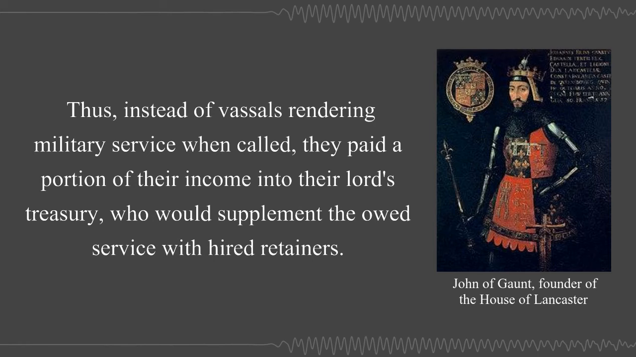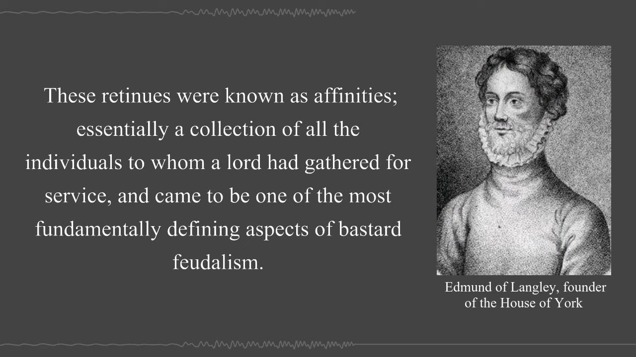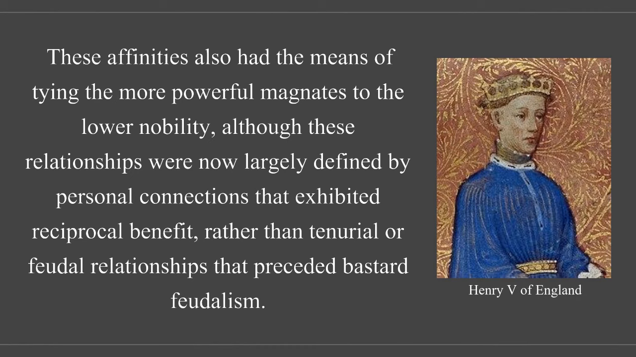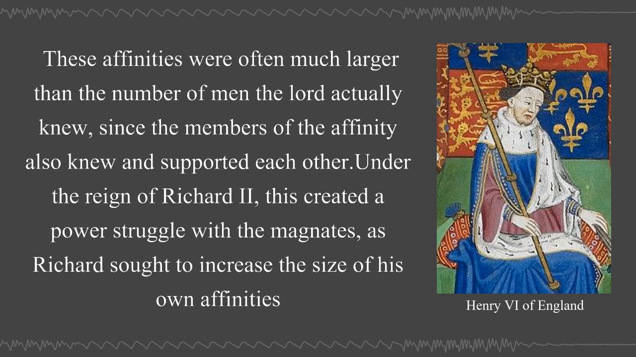These retinues were known as affinities, essentially a collection of all the individuals whom a lord had gathered for service, and came to be one of the most fundamentally defining aspects of bastard feudalism. These affinities also had the means of tying the more powerful magnates to the lower nobility, although these relationships were now largely defined by personal connections that exhibited reciprocal benefit rather than the tenurial or feudal relationships that preceded bastard feudalism. Consequently, lords could now raise retinues they could implicitly trust, since the men of the affinity owed their positions to their patron. These affinities were often much larger than the number of men the lord actually knew, since the members of the affinity also knew and supported each other.